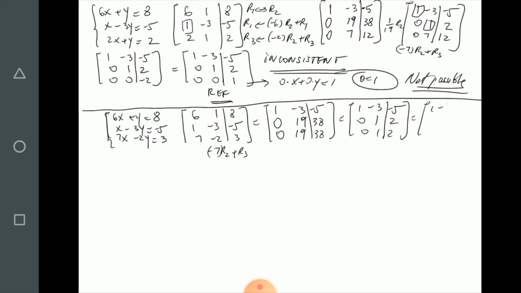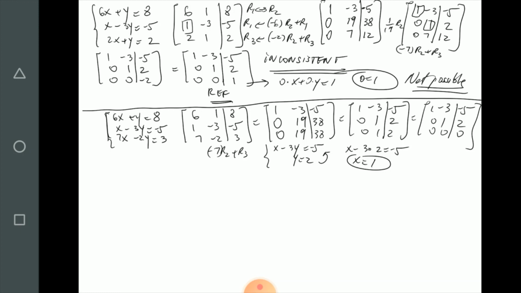And when the time comes to produce the 0 below the second leading one, you will happen to have a completely 0 row. So this will be a consistent system, because when you write it down, you will have x minus 3y equals minus 5. y equals 2, the last equation is eliminated, right? It was a combination of the first two. And then you can just plug it back into the first equation, and then that's x equals 1. 1 and 2.